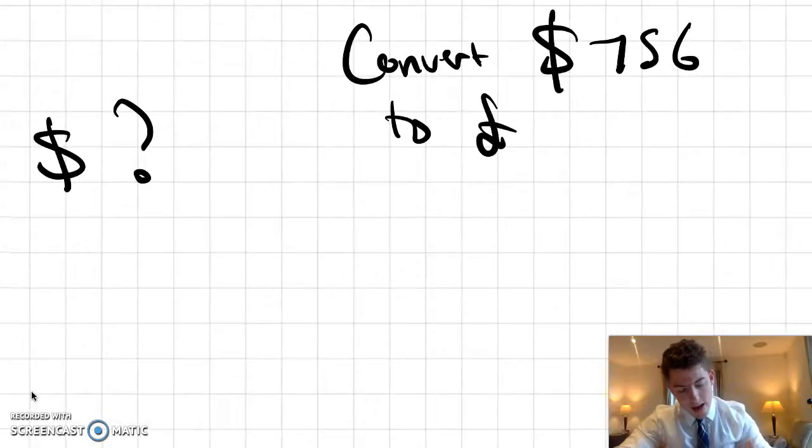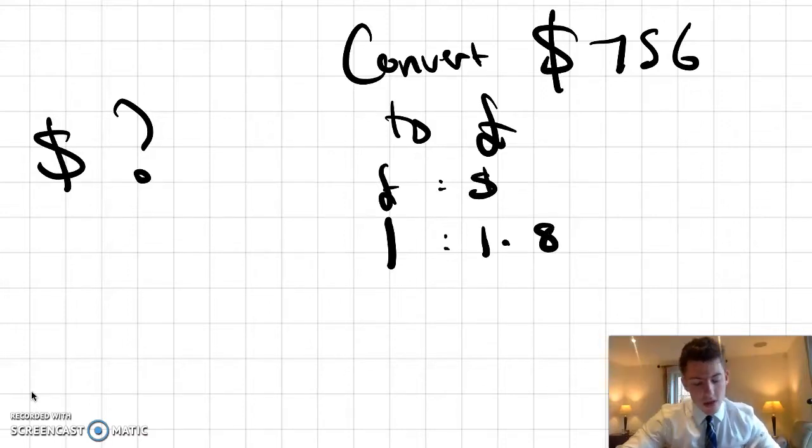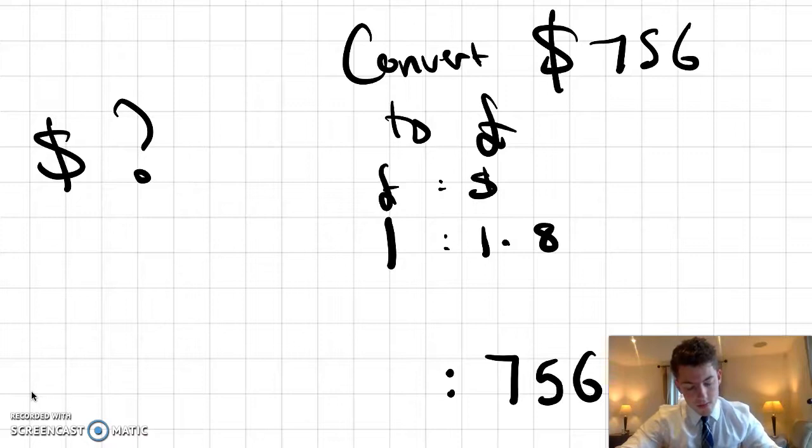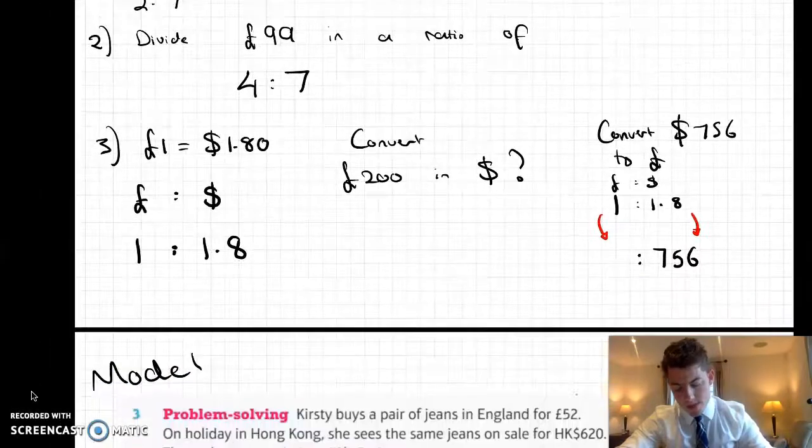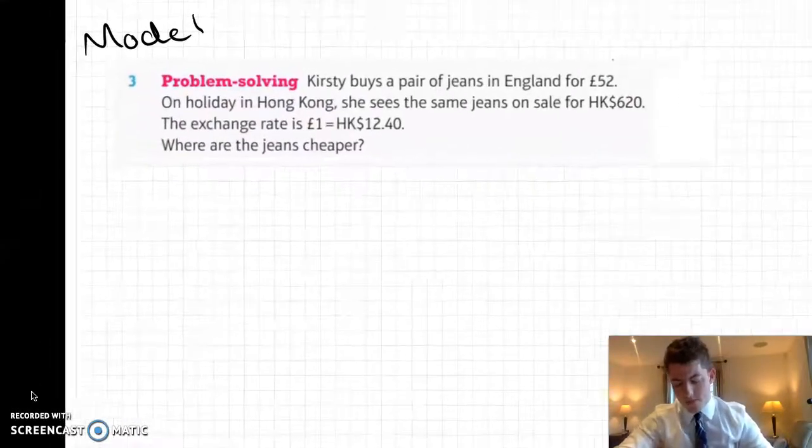And here again, if it's a ratio of pounds to dollars as 1.8, well, how much is $756? Well, give you a little clue. There we are. What can we do here? Okay, have a think about that. Okay, let's start with the model.